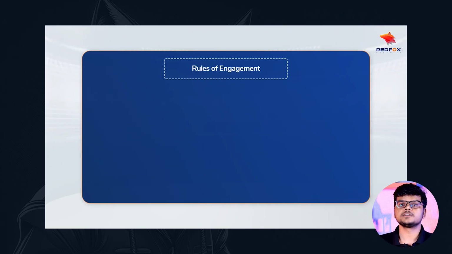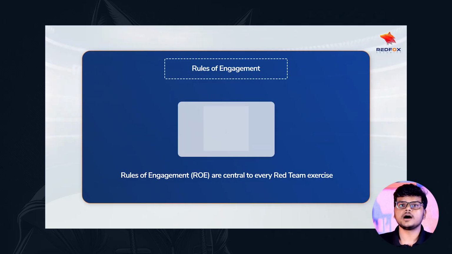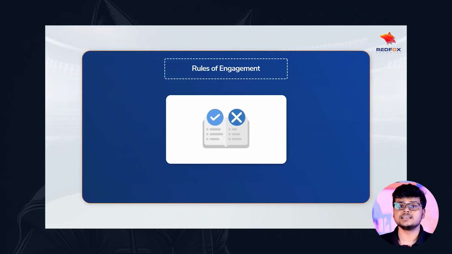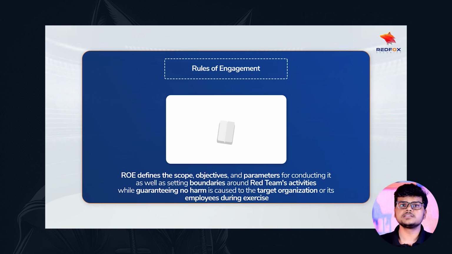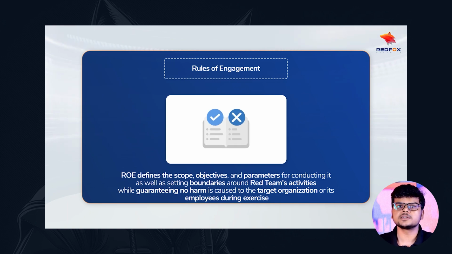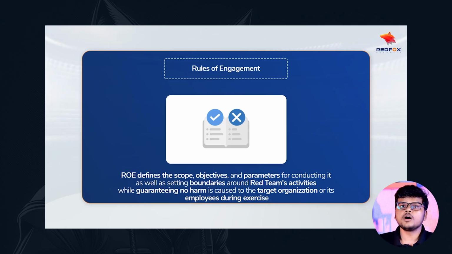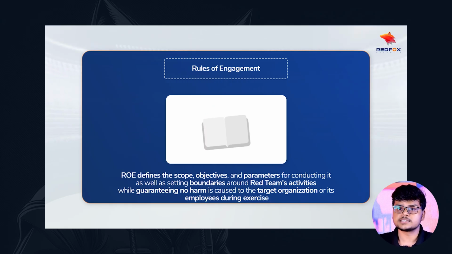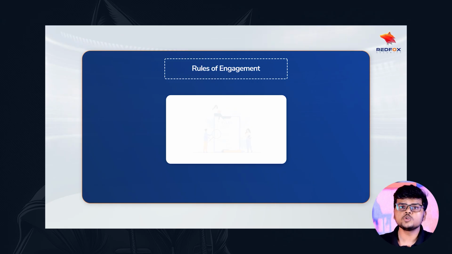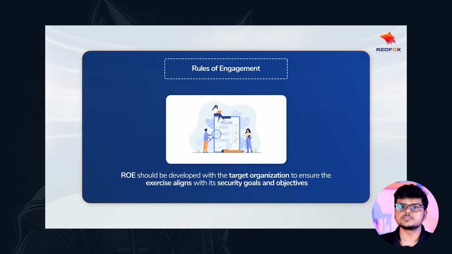Rules of engagement. Rules of engagement are central to every red team exercise. ROE defines the scope, objectives, and parameters for conducting it, as well as setting boundaries, guaranteeing no harm is caused to the target organization or its employees during the exercise. ROE should be developed with the target organization to ensure the exercise aligns with its security goals and objectives.